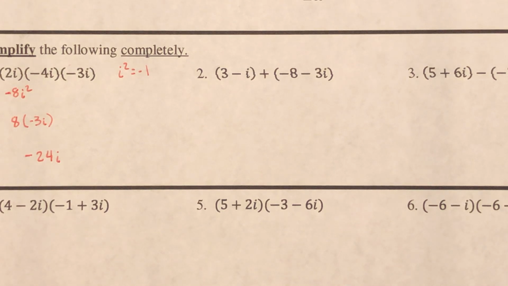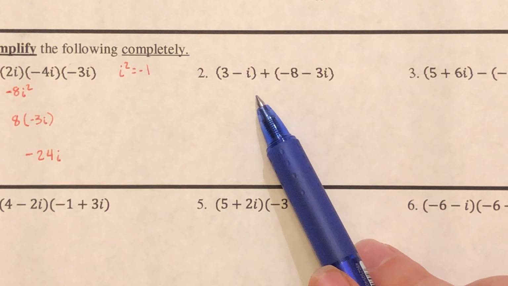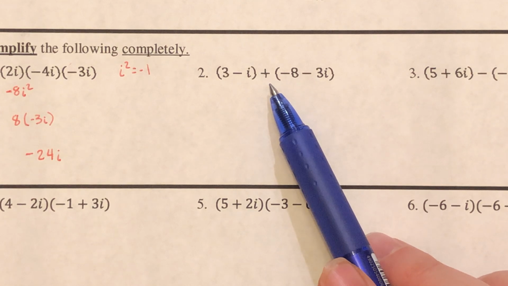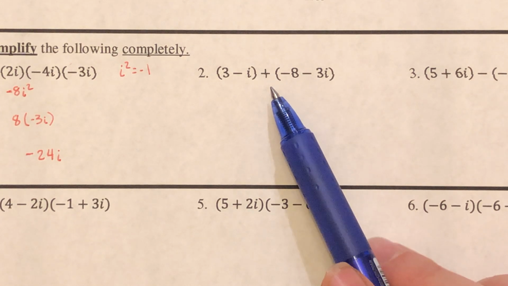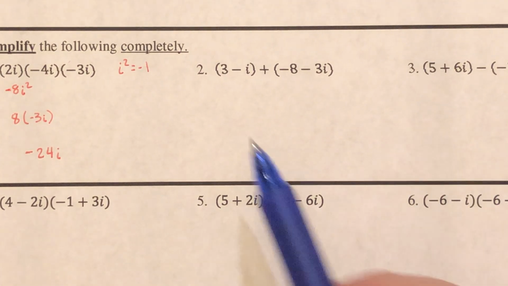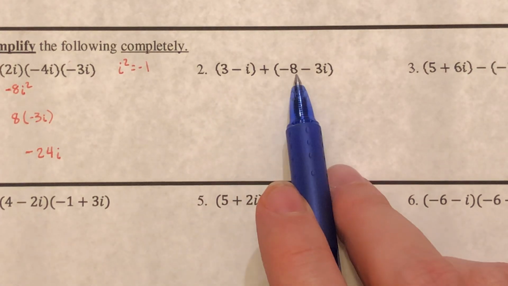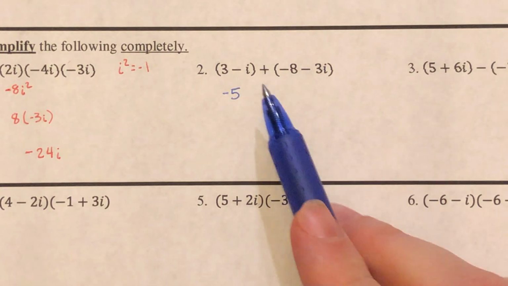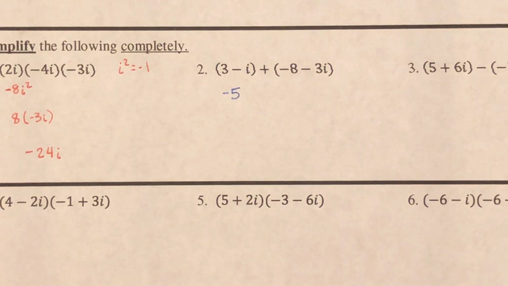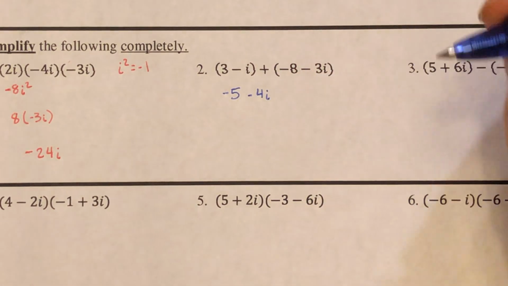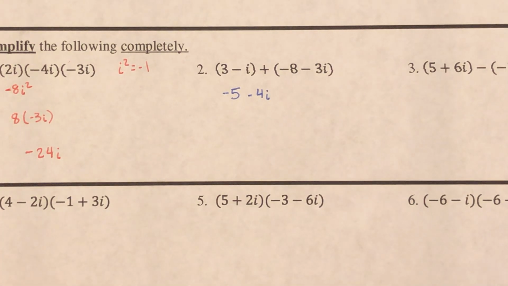Question 2. For this, when I have addition or subtraction between my complex numbers, I'm just combining the like parts. So I'm going to add or subtract the real parts and add or subtract the imaginary parts. So I've got 3 plus negative 8, which gives me negative 5 for my real part, and then negative i plus negative 3i is going to give me negative 4i for my imaginary part.